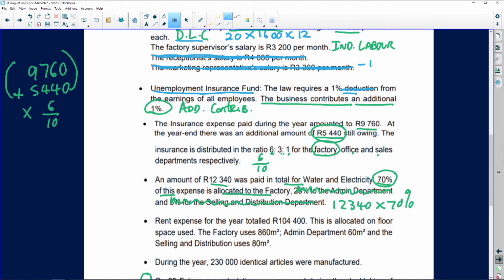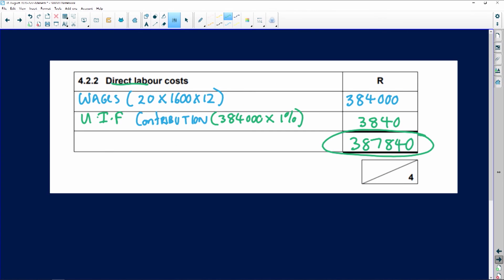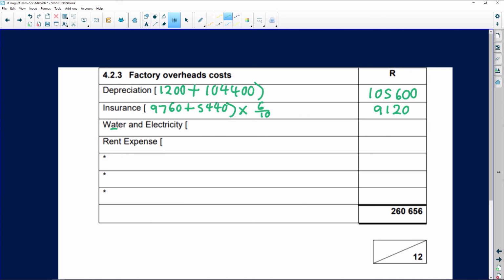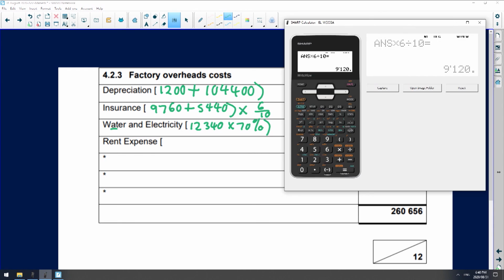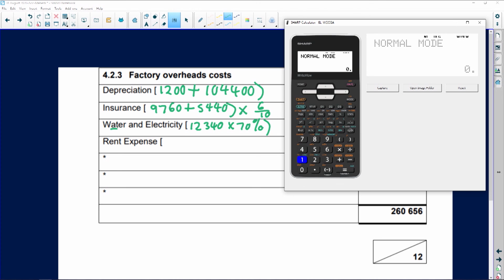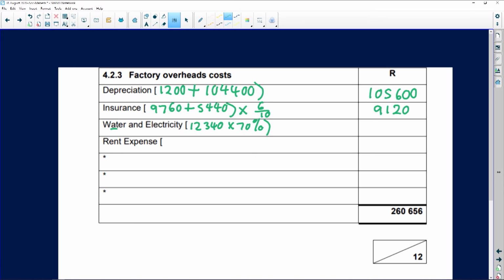So let's go to our answer sheet, water and electricity for the factory. So the total amount, 12,340 times 70%. Let's get the calculator out again. Okay, you guys probably already calculated this. 12,340 times 70%, and that gives me an amount of 8,638. So 8,638. So as you can see, not difficult, mind setters. Right, let's move on now to rent expense.